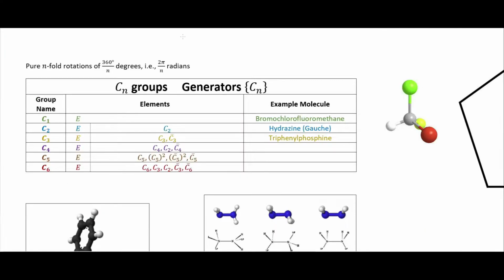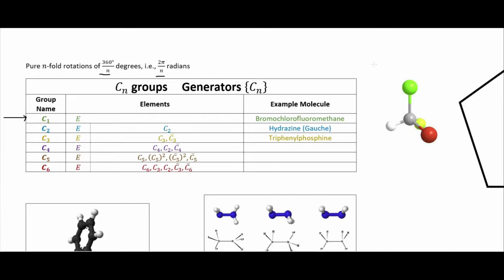And so our first group here is the pure n-fold rotations. That is 360 degrees divided by n degree rotations, or if you prefer radians, it's 2 pi over n radians. And so this is the Cn group. The first one, C1, is just the identity element. There's nothing you can do to it except the identity element.